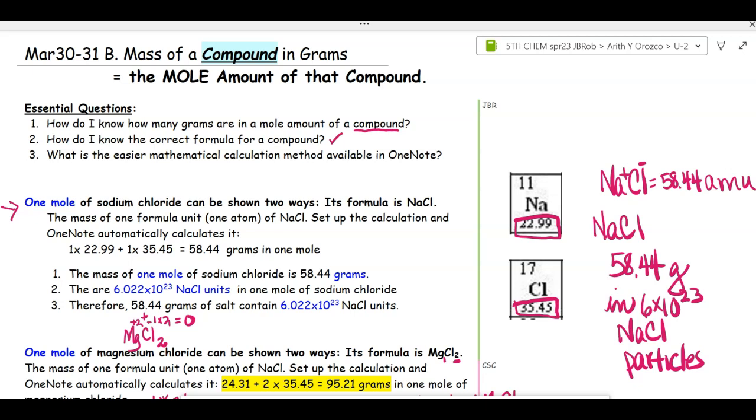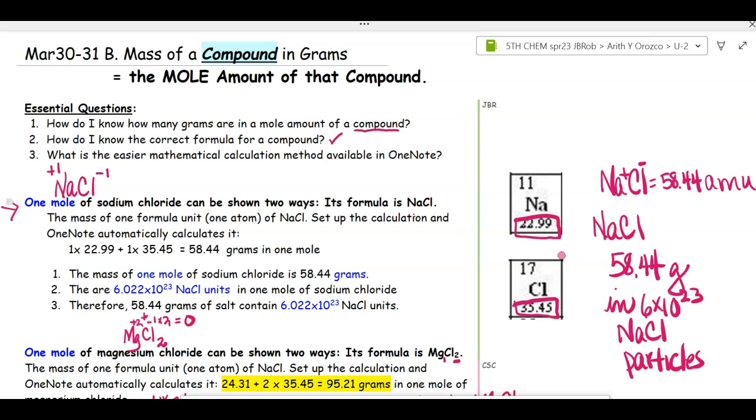So now we have this compound of NaCl, and we know that's the right formula, -1 + 1, so 1 of each. All right, it says 1 mole of sodium chloride can be shown in 2 ways. Its formula is NaCl. The mass of 1 compound unit, which the formula shows you.